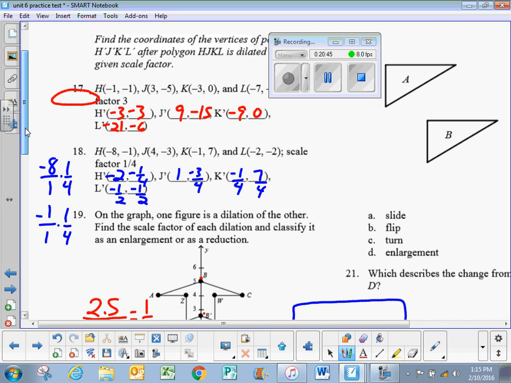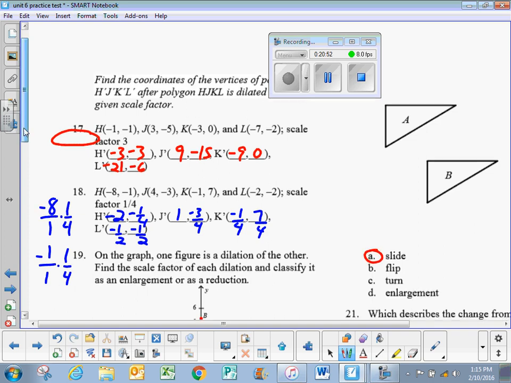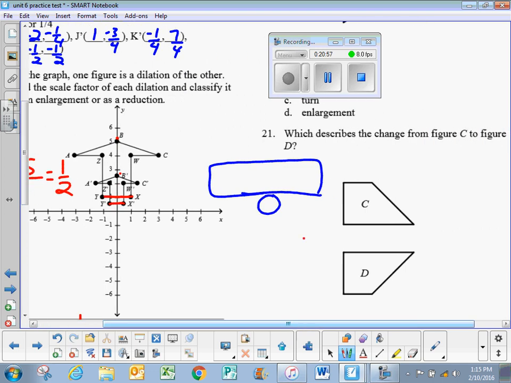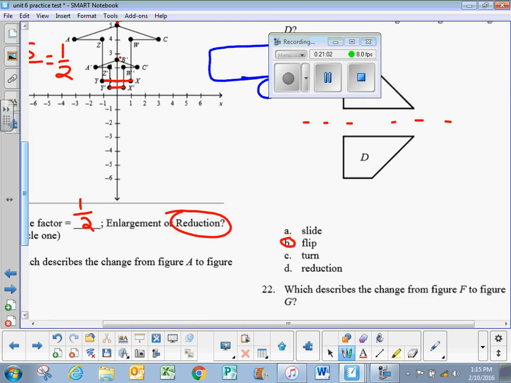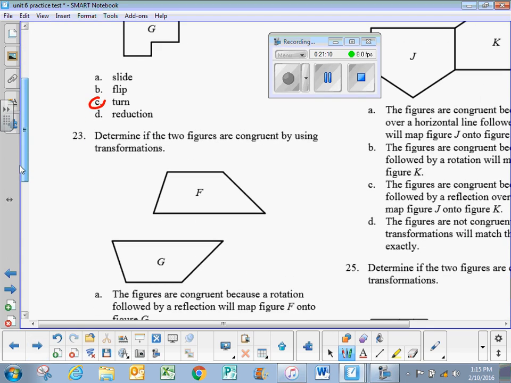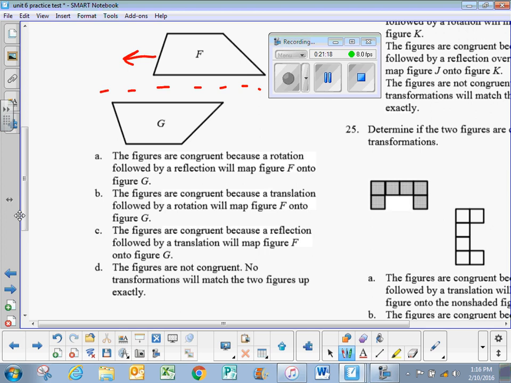All right. These ones get pretty easy here. This is obviously a slide to get from A to B. This one is definitely a flip or reflection. So that would be B. The next one is a turn, so we're going to rotate 90 degrees. The next one is a slide, then a reflection. So which one do you see up here? Reflection by a translation, so you can reflect first, then slide. Okay, so that one's C.